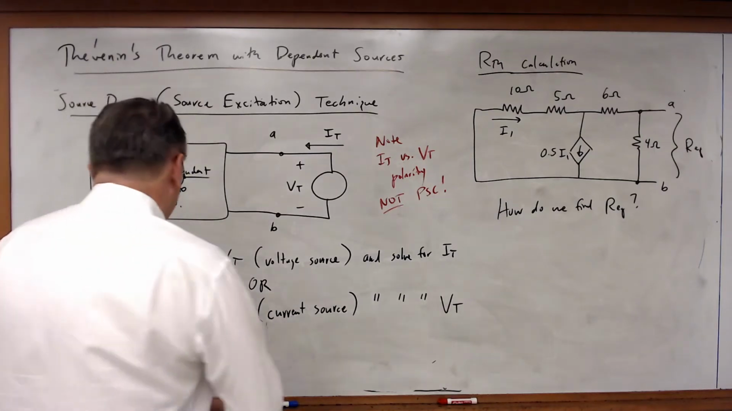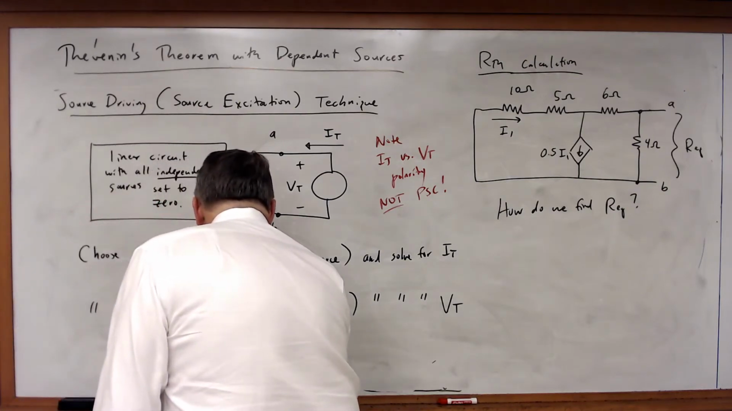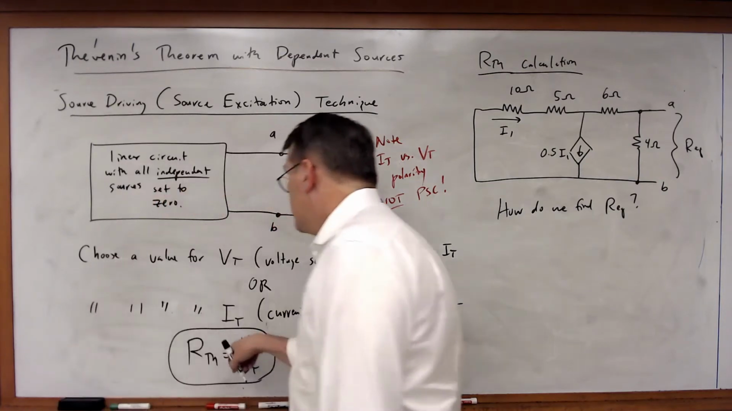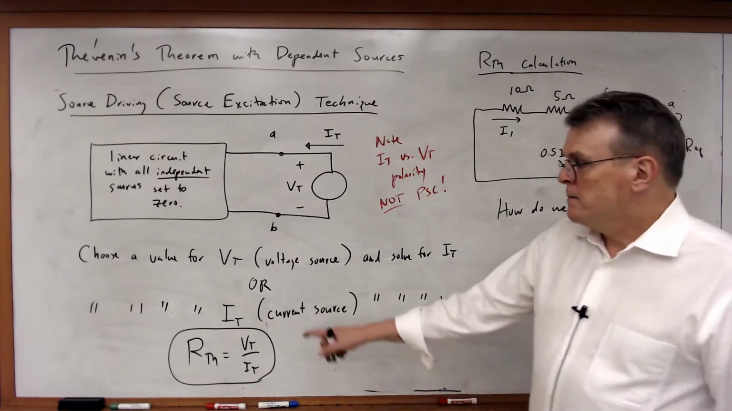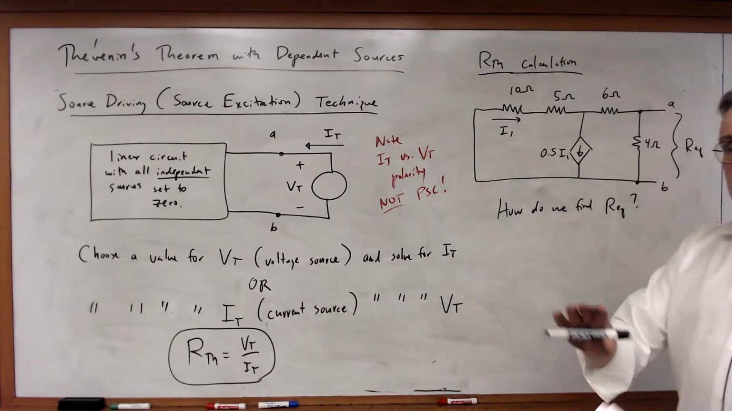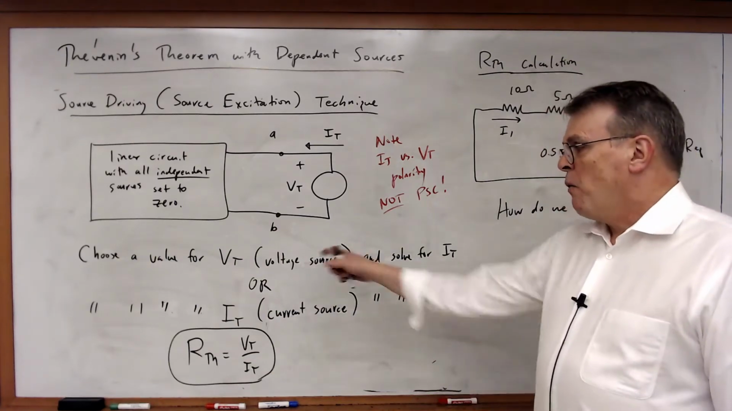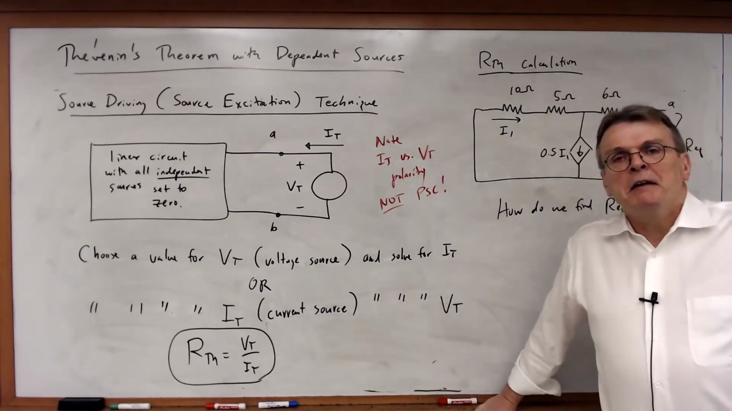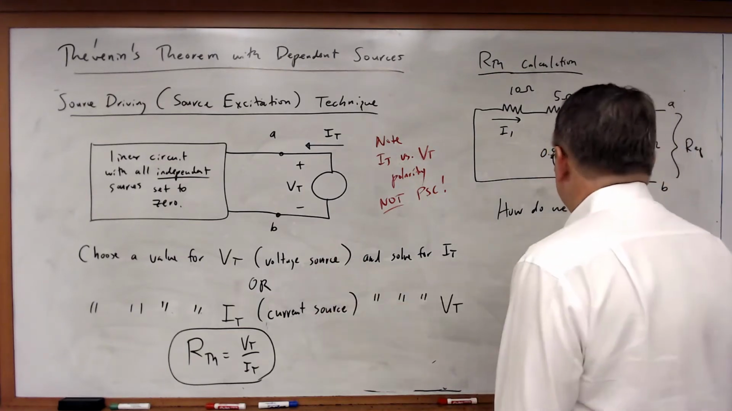Once you do that, then RTH will be equal to VT divided by IT. Okay, so we can choose a value for VT or IT. It can be any constant value you want, except zero. What are convenient values to use? Mathematically simple values to use. So, good choices.